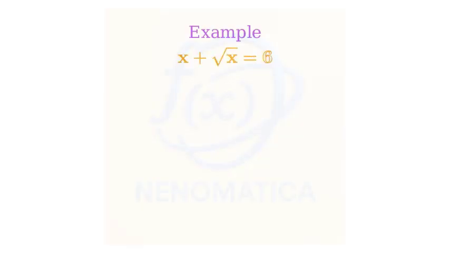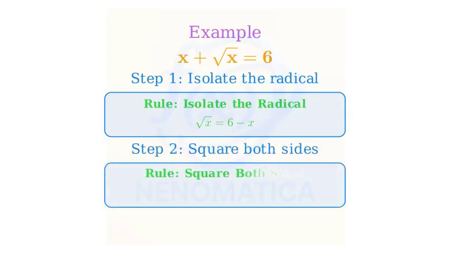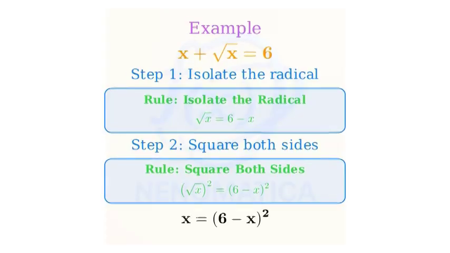Example. In this problem, we will solve the radical equation x plus square root of x equals 6. We will follow a clear algorithm. Isolate the radical, square both sides, turn it into a quadratic, solve, and then check for any extraneous roots. Step 1. Isolate the radical. Move x to the other side, so the square root stands alone. Step 2. Square both sides to remove the square root. We square the left and the right exactly.